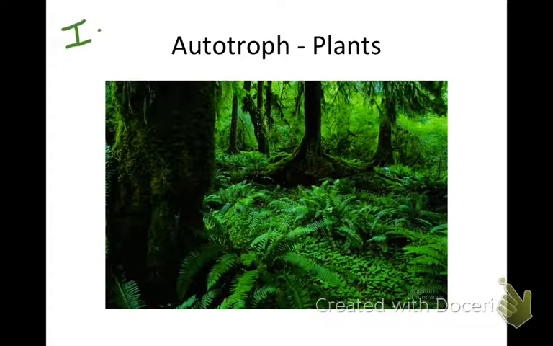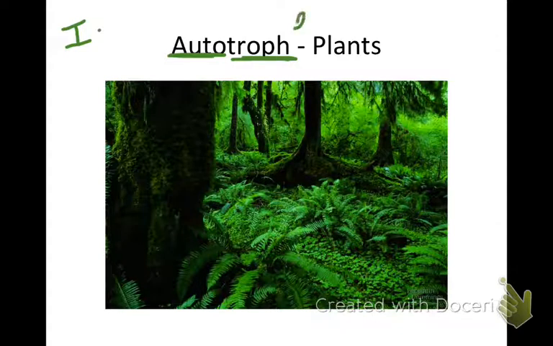That's right! Auto means self. Troph means feeder. So please highlight that these are organisms that can produce or make their own food. Auto, look, it's right there. Auto means self. Troph means feeding or feeder.